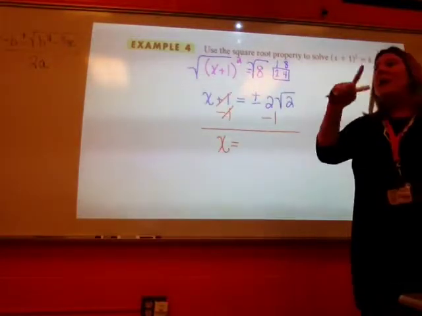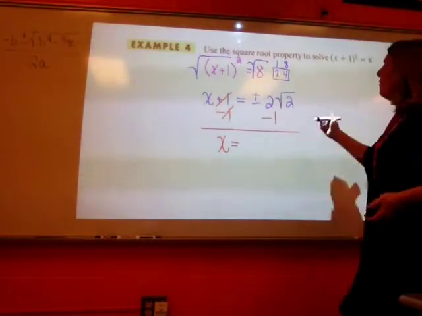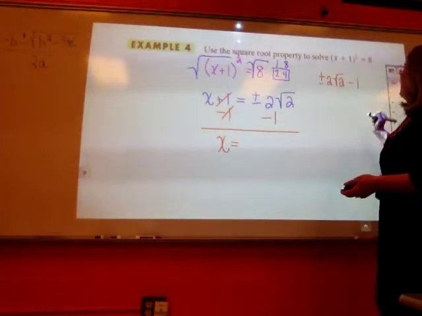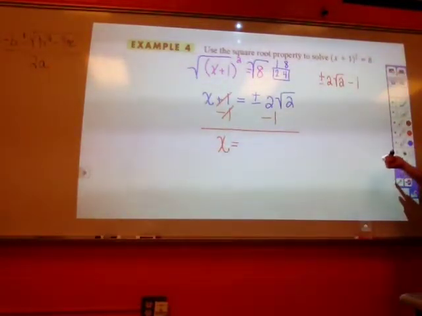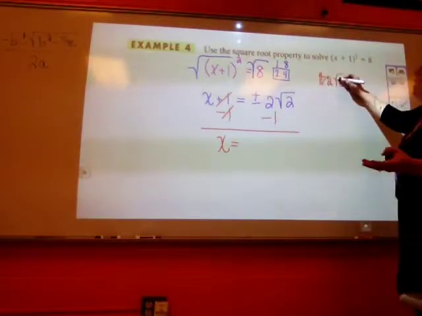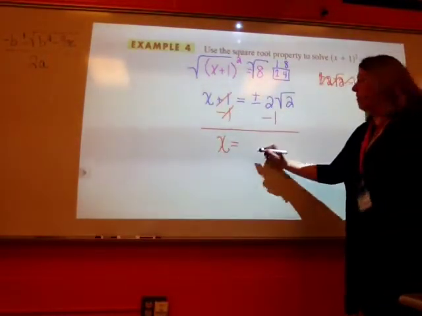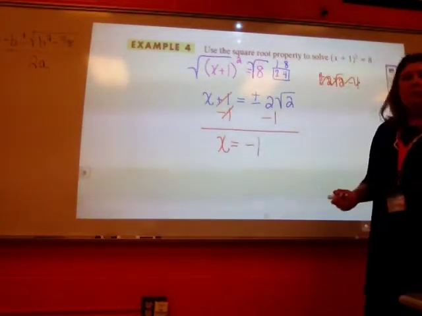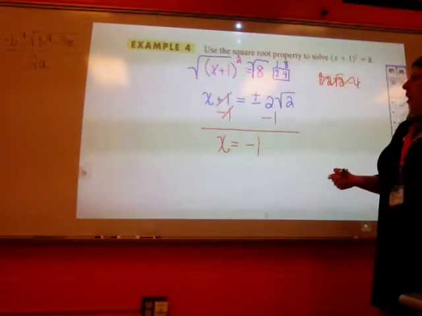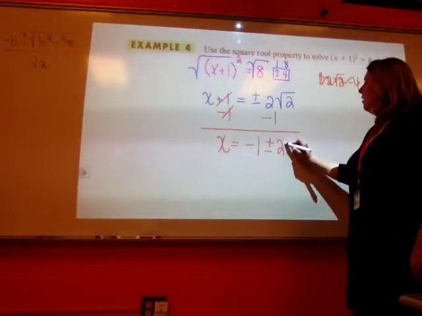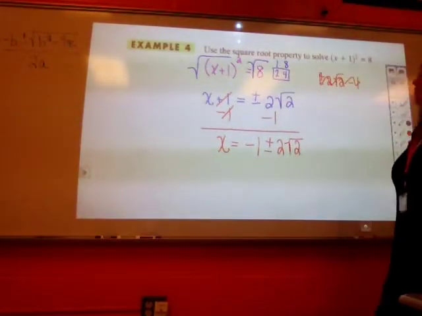So let me show you the best way to write it. Okay, because if I write it like this, that just kind of looks weird. Do we all agree with that? So here's what we do instead. We put our whole number first. So we're going to write minus negative 1. Okay, negative 1. And then we're going to write plus or minus 2 square roots of 2.